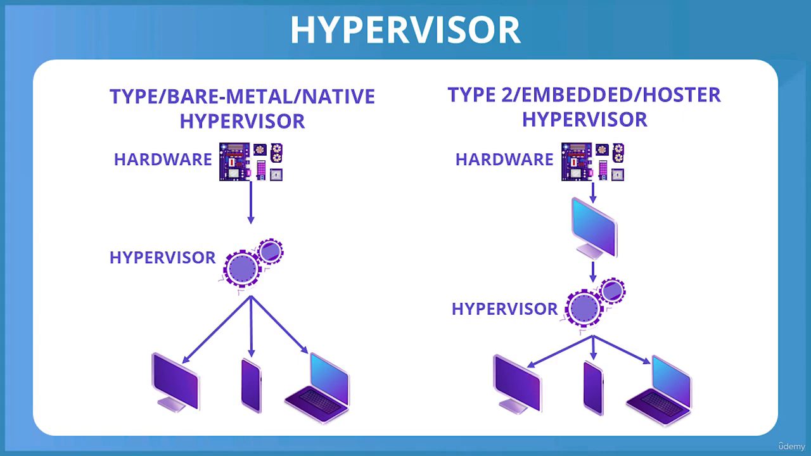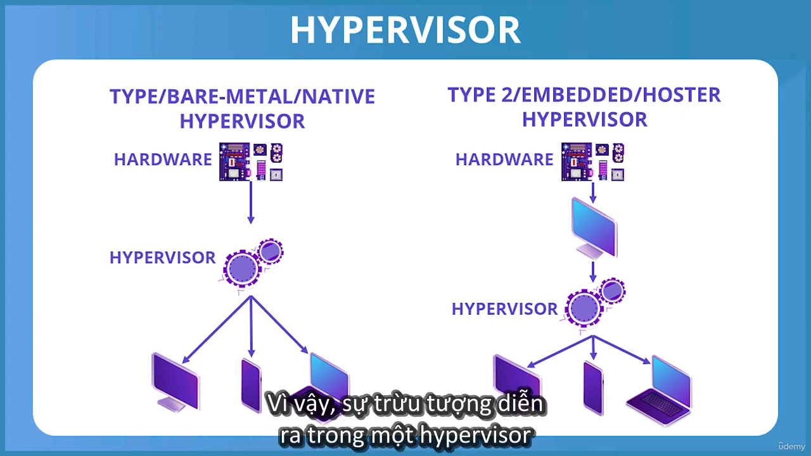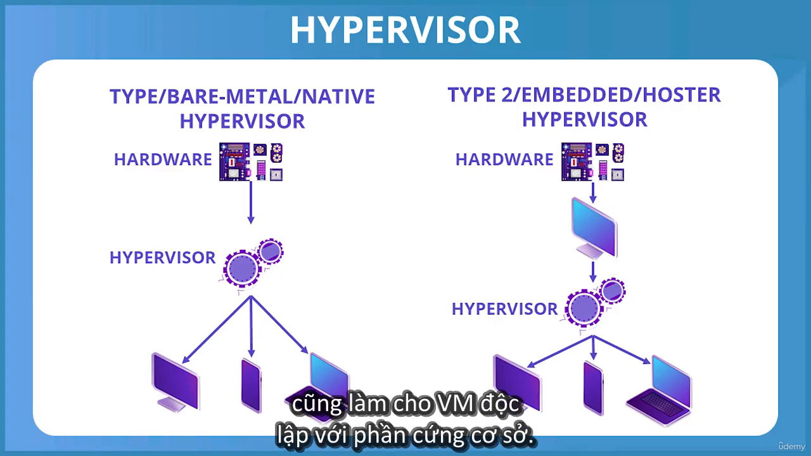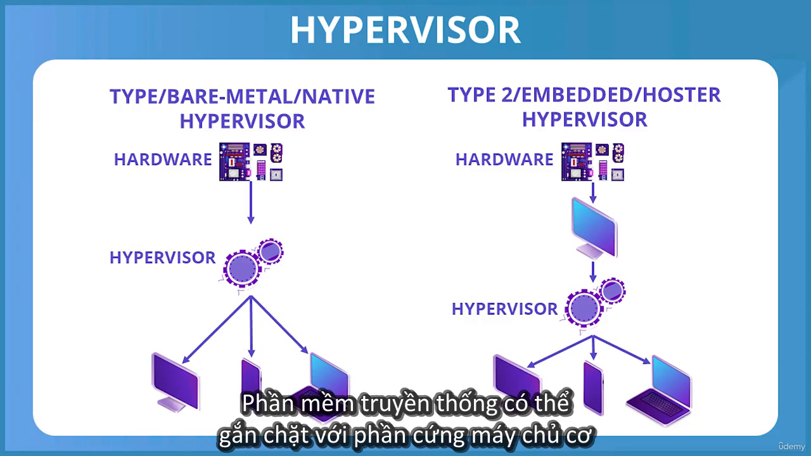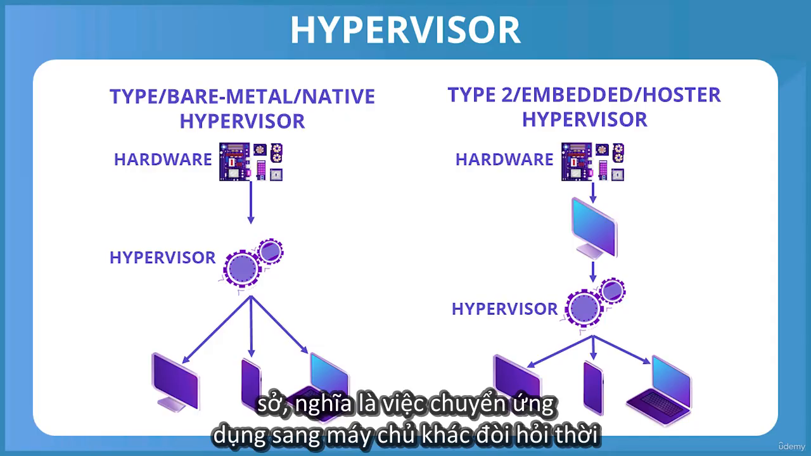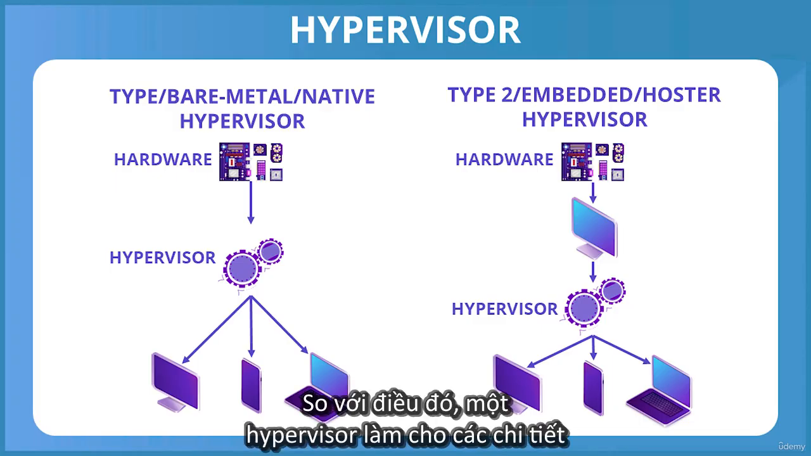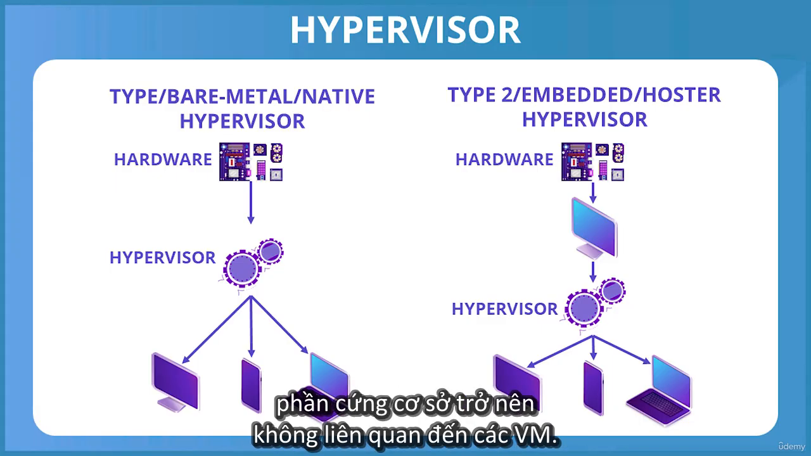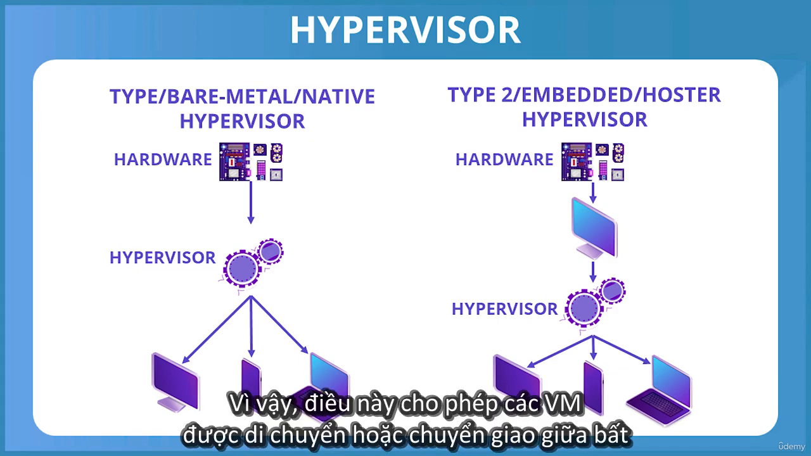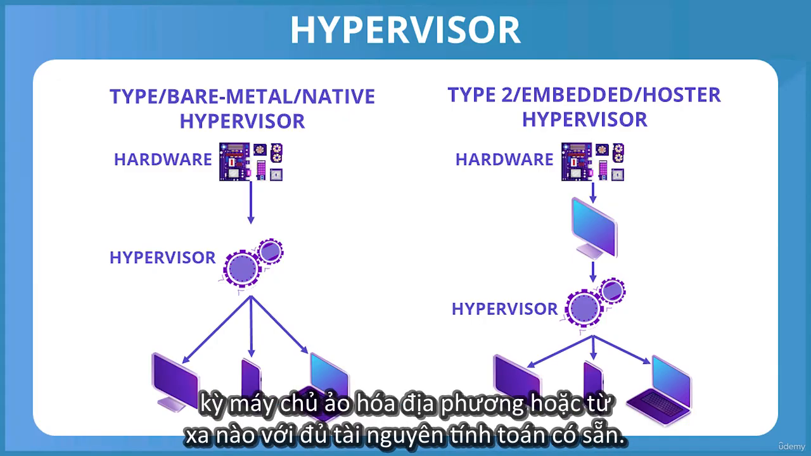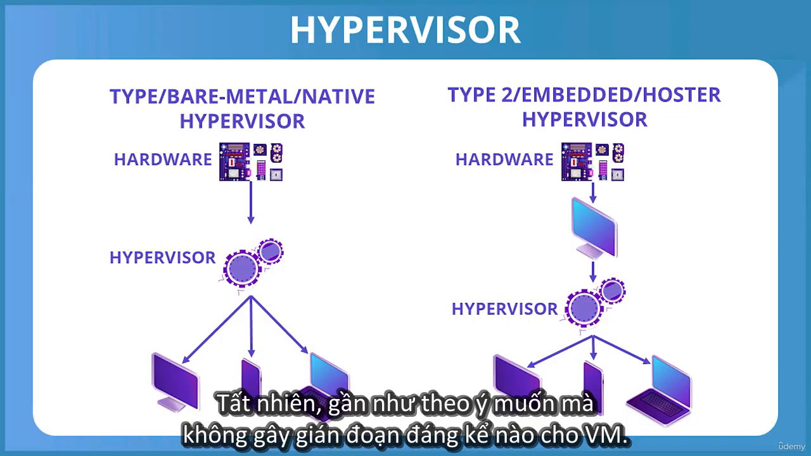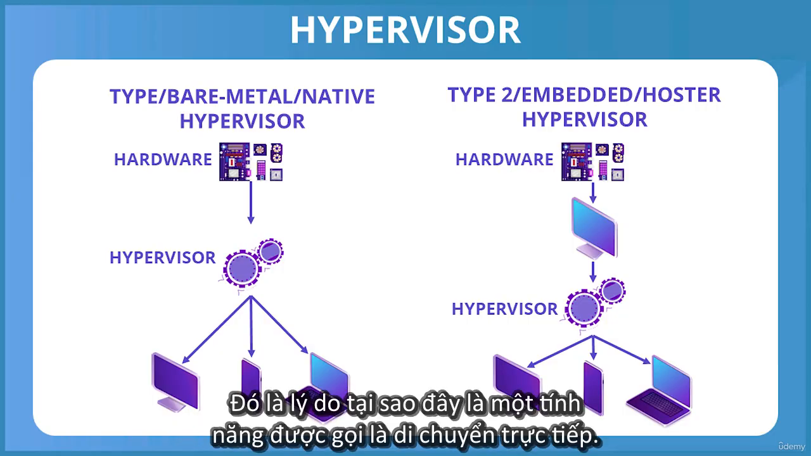VMs are also very mobile. So the abstraction that takes place in a hypervisor also makes the VM independent of the underlying hardware. Traditional software can be tightly coupled to the underlying server hardware, meaning moving the application to another server requires time-consuming and error-prone reinstallation and reconfiguration of the application. By comparison, a hypervisor makes the underlying hardware details irrelevant to the VMs. So this enables VMs to be moved or migrated between any local or remote virtualized servers, with enough computing resources available, of course, almost at will, with effectively zero disruption to the VM. That's why this is a feature that's termed live migration.